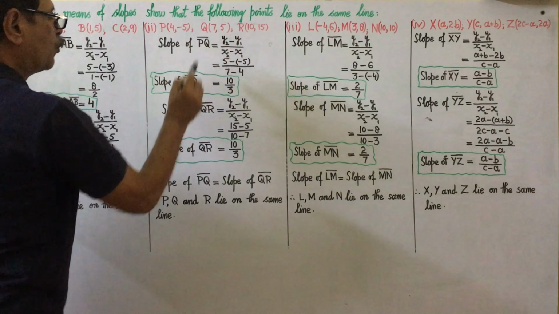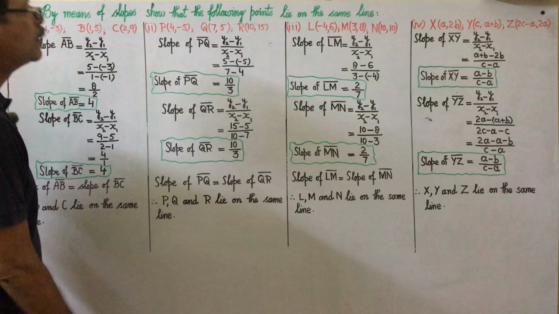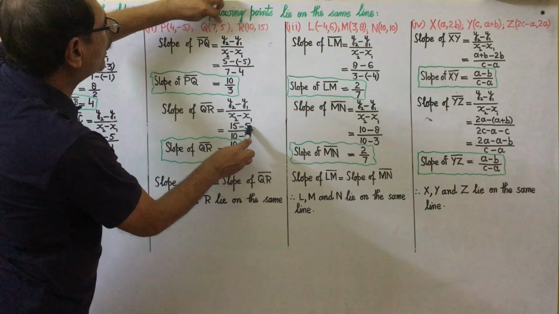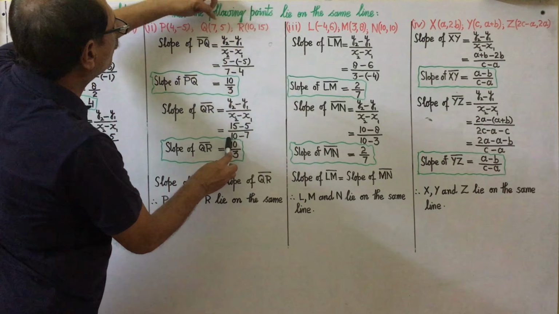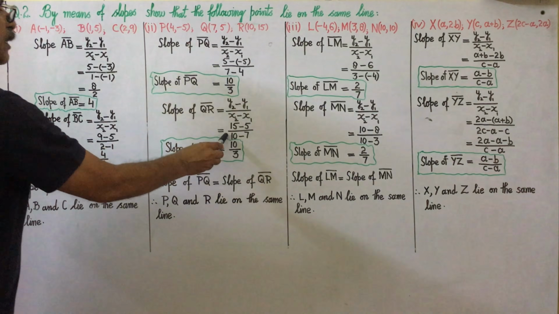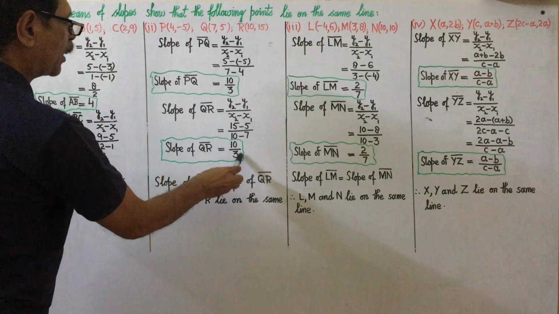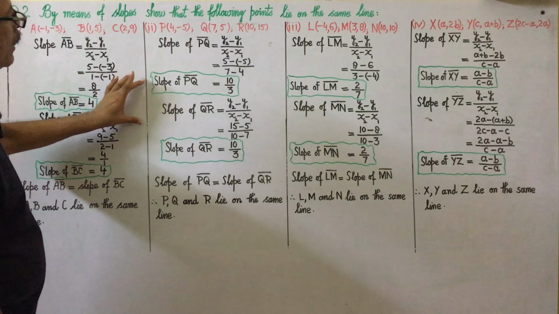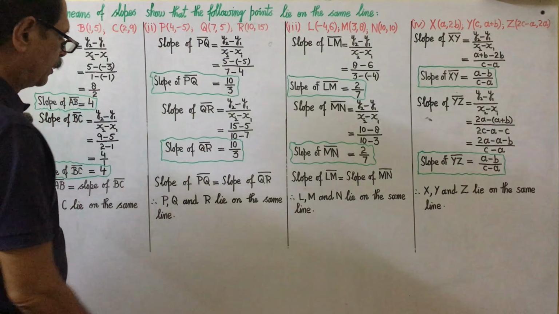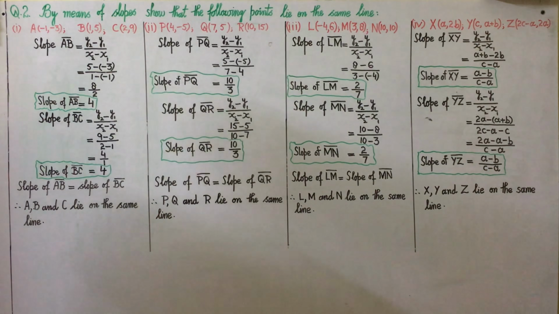Now slope of QR is equal to y2 minus y1 over x2 minus x1. y2 is 15 minus y1 is 5. x2 is 10 minus x1 is 7. 15 minus 5 is 10. 10 minus 7 is 3. So slope of QR is equal to 10 over 3. Obviously, slope of PQ is equal to slope of QR. Therefore, P, Q and R lie on the same line.